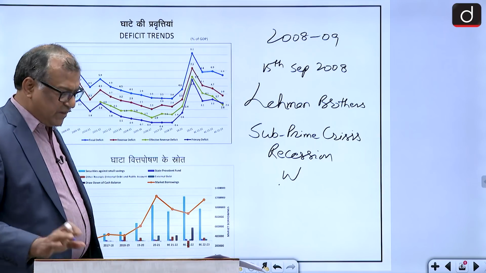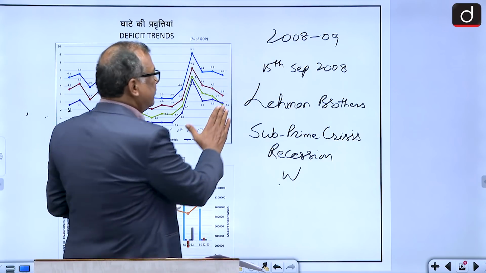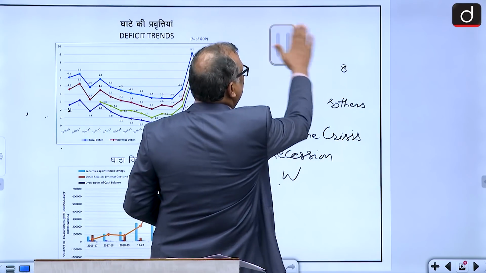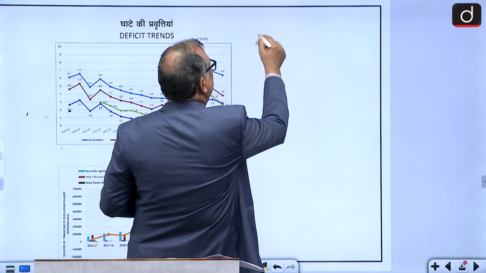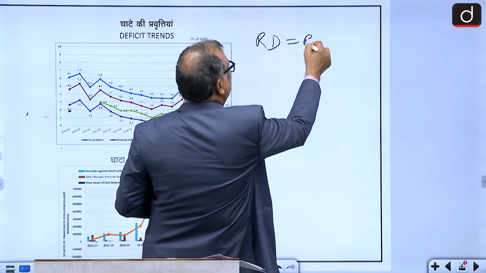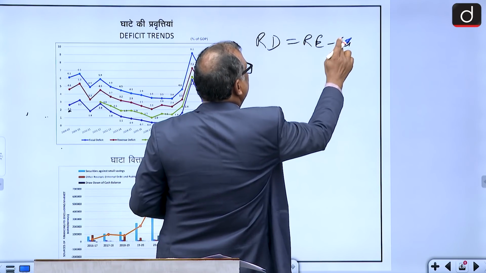So to be very clear about it, if some of you are not very clear about the concepts of deficit, once again I will suggest that revenue deficit is revenue expenditure minus revenue receipts.